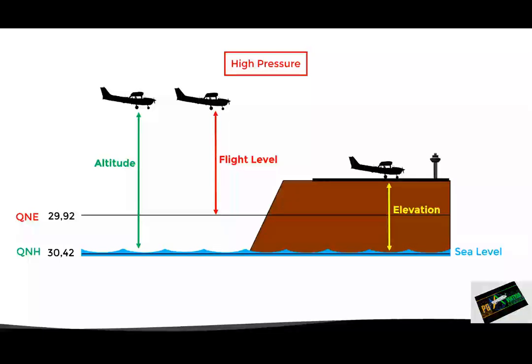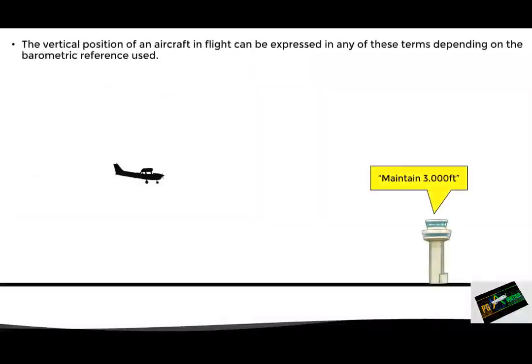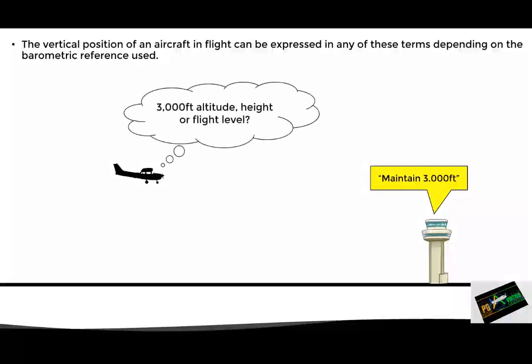And finally, if the QFE is for example 2842, it will allow the altimeter to read height above the airport. Now, the vertical position of an aircraft in flight can be expressed in any of these terms, depending on the barometric reference used. So in order to avoid misunderstandings between aircraft and air traffic control, certain standard procedures have been established to know what barometric reference to use in a certain moment. In essence, these are the altimeter setting procedures.